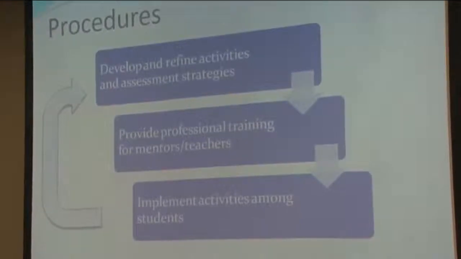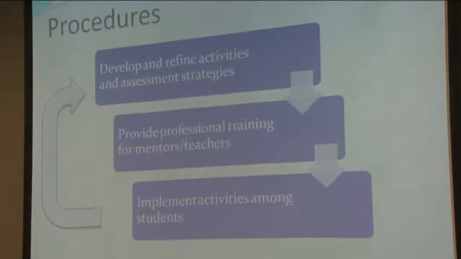sequence we took. Basically, in the past 3 years, we have followed this cycle. We develop and refine activities and assessment strategies. Then we provide professional training for mentors and teachers. And by mentors, we especially mean informal educators, for example, the staff who work in the public library.